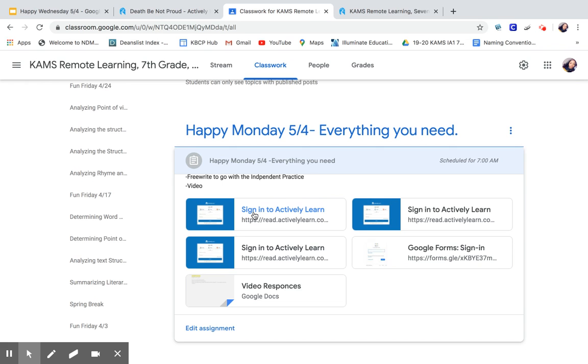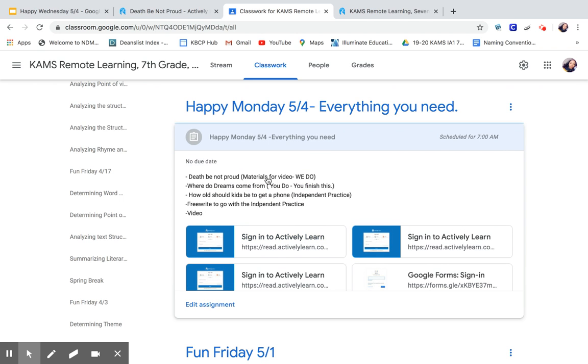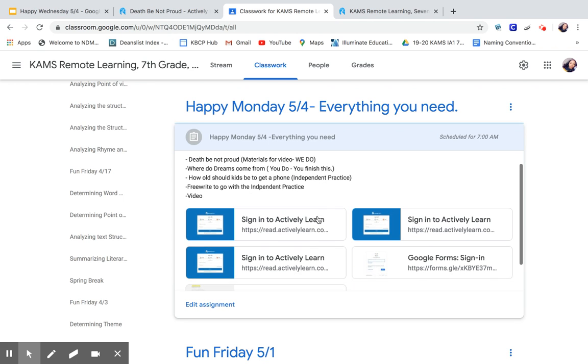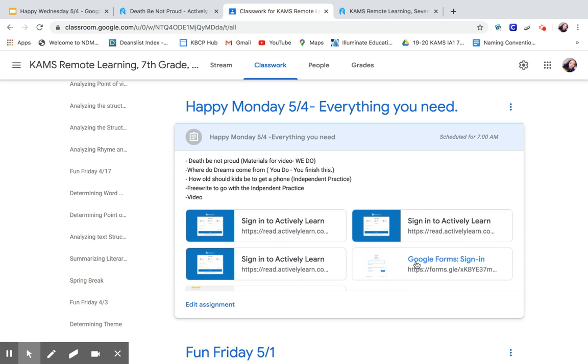So remember, in order to sign into Active Learn, you need to sign in with your Google account. So your Google email that you use for school, with that password. Okay, that should work. Along with that, you have the materials, which is the we do, Where Do Dreams Come From? You do, you finish this. How Old Should Kids Be to Get a Phone? is your independent practice, and then your free write goes with the independent practice. You need to respond to that, okay? And it's right here, the video response, and then your vocabulary is here.